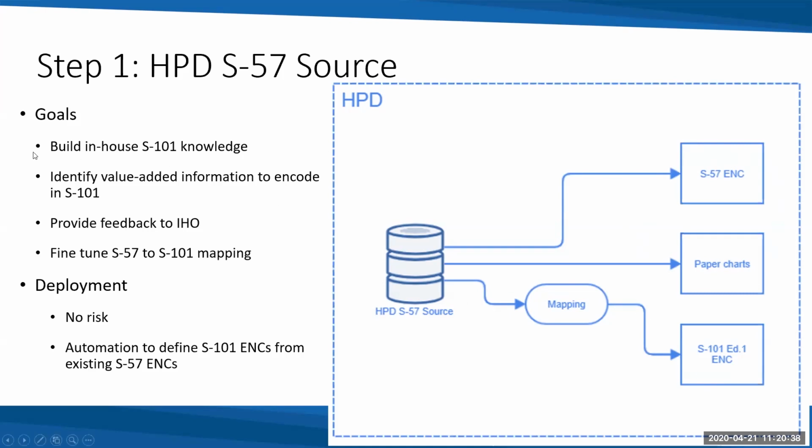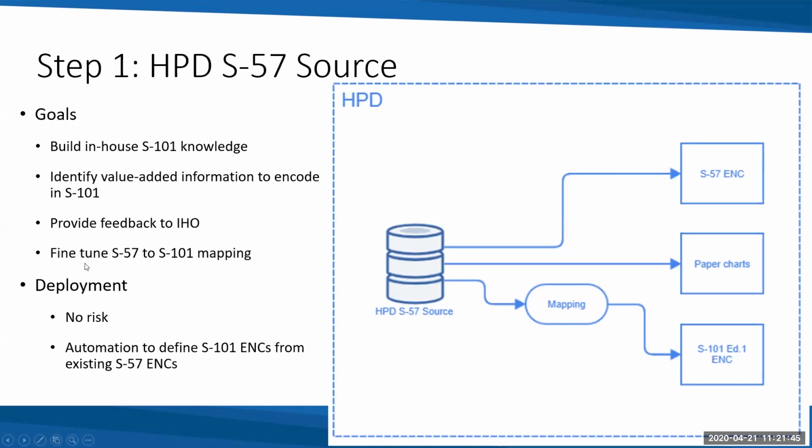So what are the goals for that step? It is to build in-house S101 knowledge, to get everybody up to speed with the S101 standard. Another goal is to identify value-added information to encode in S101, because converting an S57 ENC to S101 ENC is not enough. You don't have added value if you just change the format. So you need to identify what you can add in your S101 ENC for the Mariner. For example, the update feature that I talked about before, or the text placement, which helps unclutter the ECDIS. Another goal is to provide feedback to IHO on edition 1, so that these feedbacks are included in edition 2.